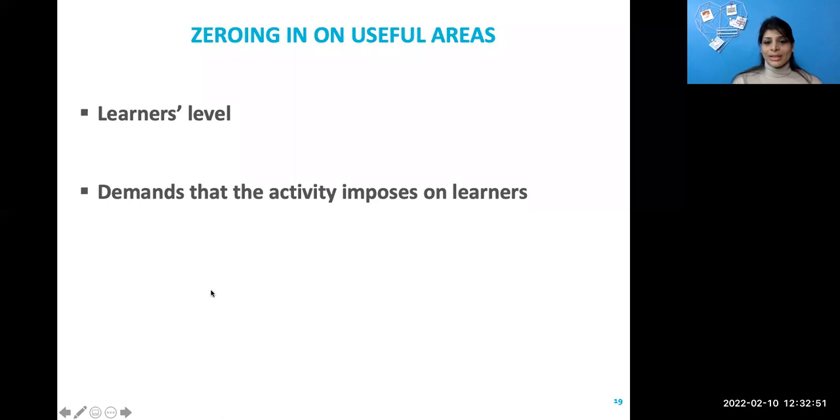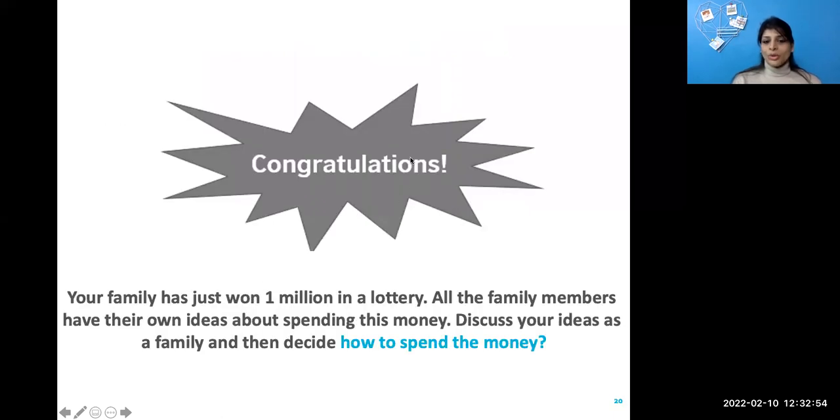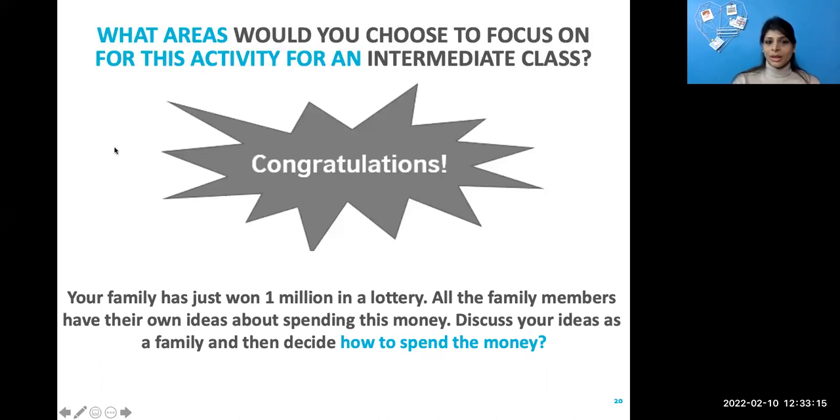So let's look at an example here. Let's say you want to do this activity with your learners. Have a quick read, please. Now let's say you're doing this activity in an intermediate class. What areas do you think you would choose to focus on before the discussion? Could you share some of your ideas in the chat?